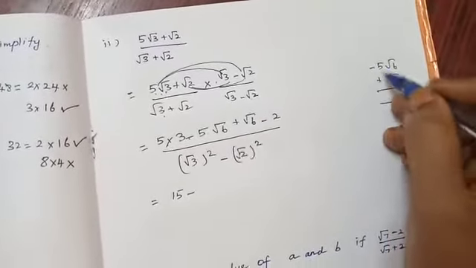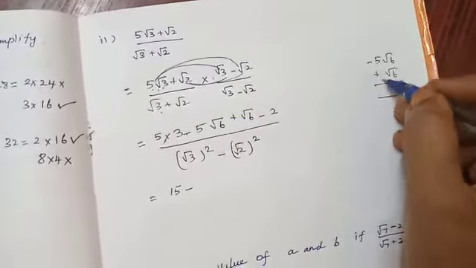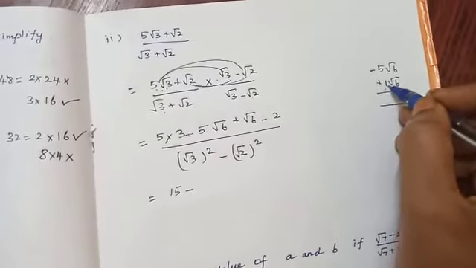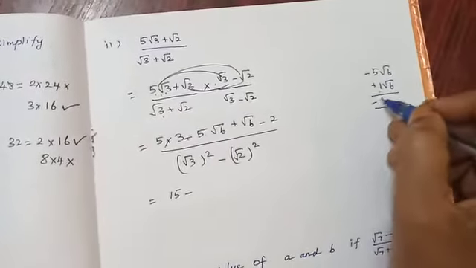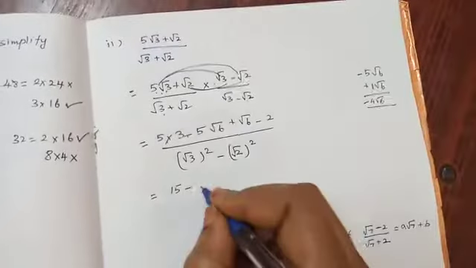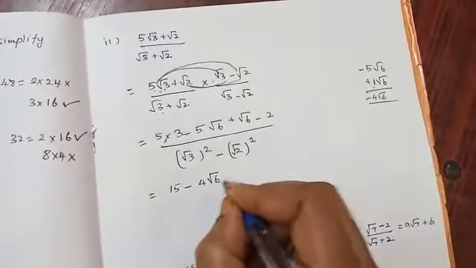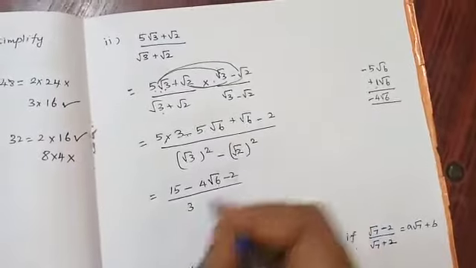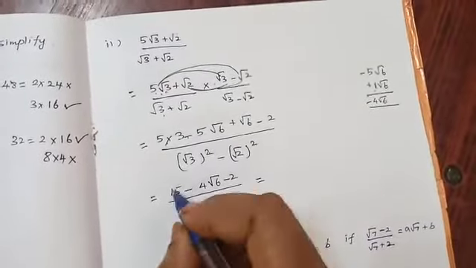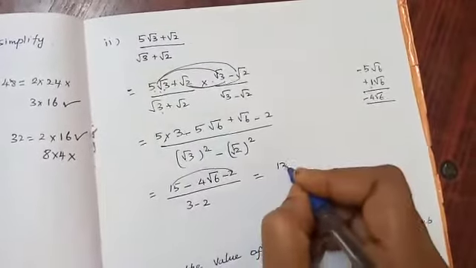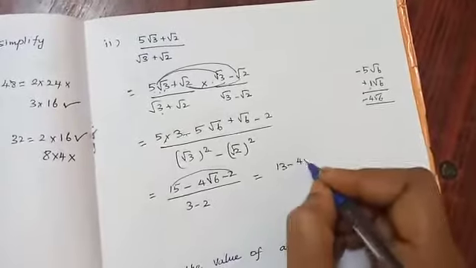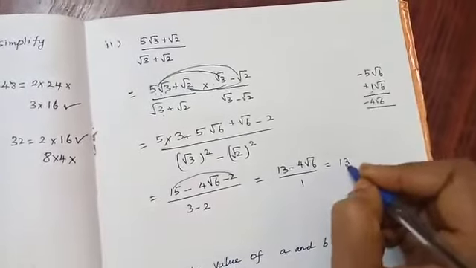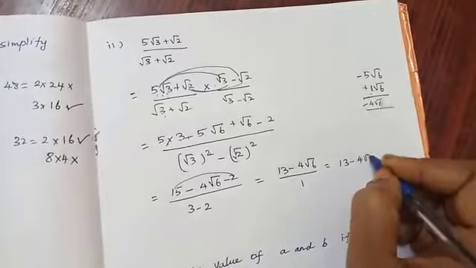Already I told you we subtract or add only the coefficients. Okay. So here it is nothing, which means the coefficient is 1. So minus 5 plus 1 means minus 4 root 6. So here minus 4 root 6 minus 2, divided by root 3 square is 3, root 2 square is 2. So the answer is 15 minus 2, 13, minus 4 root 6, divided by 3 minus 2, 1. So the answer is 13 minus 4 root 6.